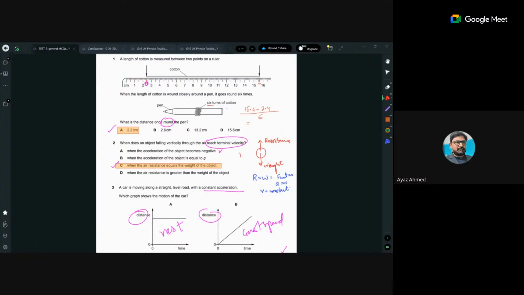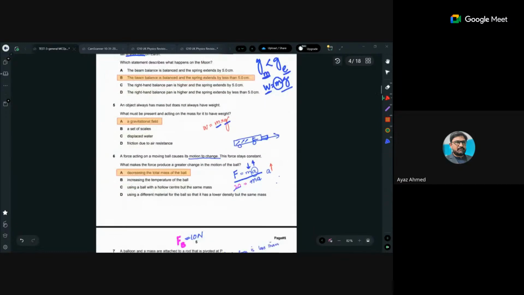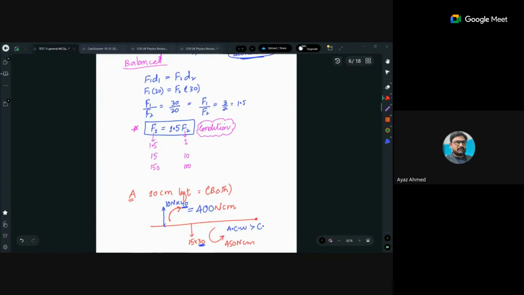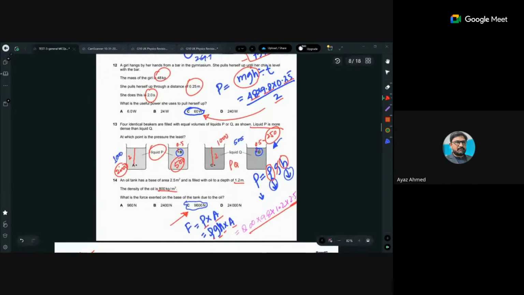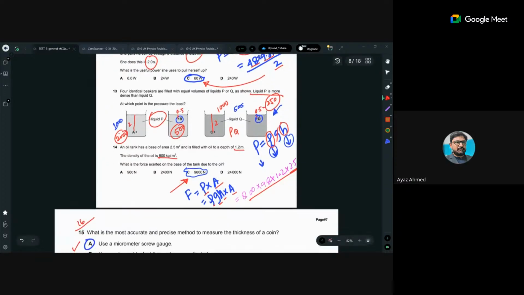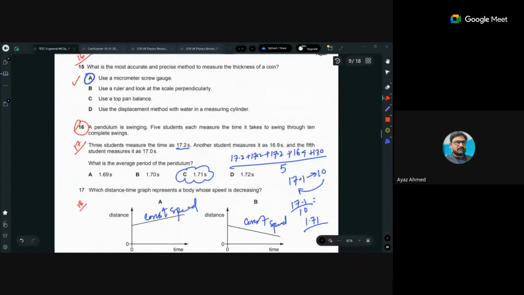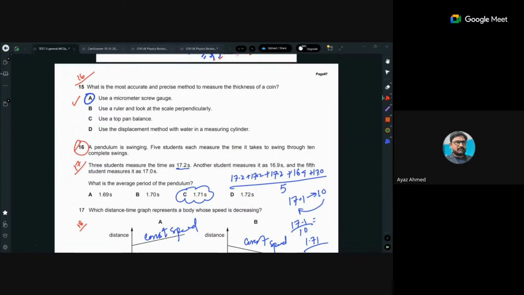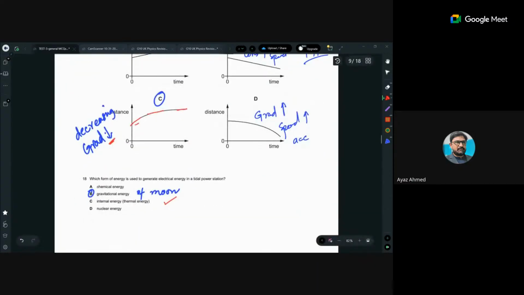Bismillah. 1 is A, 2 is C, 3 is D, 4 is B, 5 is A, 6 is A, 7 is B, 8 is B, 9 is C, 10 is C, 11 is C, 12 is C, 13 is D, 14 is C, 15 is A, 16 is C. Oh sorry, wait here. Your 16 is C. No no no, your 16 is A. Okay. Your 17 is C, your 18 is C.